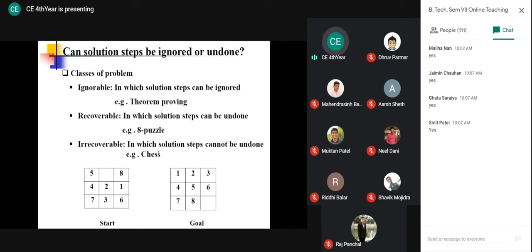So these are the three classes of problem that we discussed in yesterday's lecture. Is it clear up to this point, everyone? Does anyone have a doubt? Please let me know. Clear up to the second characteristic, everyone? Can I start the next?